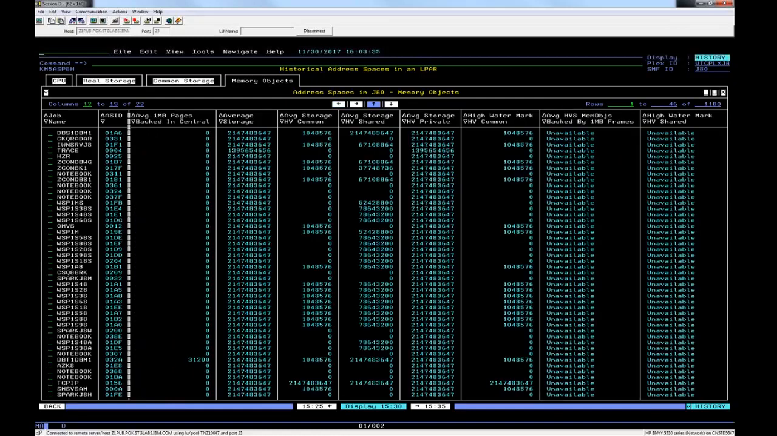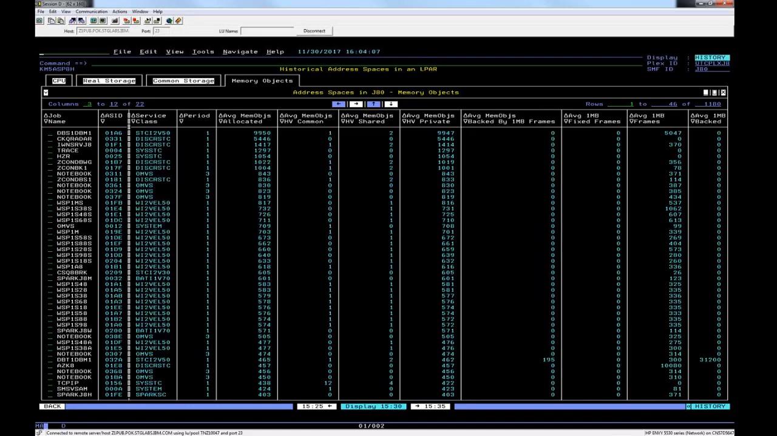If we page to the right, we'll see the various metrics: the average storage, then pages backed in central, average high virtual common, high virtual shared, high virtual private, high watermark for common, and then high virtual shared memory objects backed by 1 megabyte frames. So a whole slew of metrics here that are related to 1 megabyte pages and memory objects, and we'll see a couple of 2 gigabyte columns over to the right.